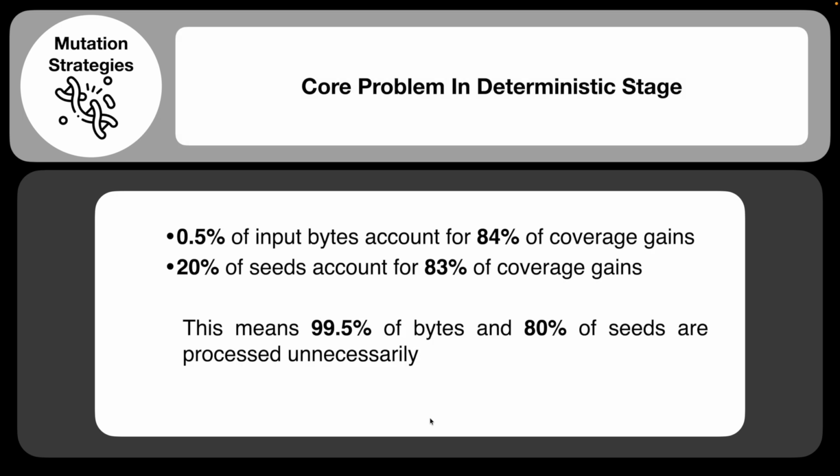So we get to this core problem. What this paper looks at is that the deterministic stage was dropped because it was so expensive. But if you actually look into the deterministic stage, you find that 0.5% of the bytes accounted for 84% of the coverage gains, and 20% of the seeds accounted for 83%. So this means that the majority of your time spent in the deterministic stage is wasted, which is why papers dropped it for the havoc stage only. But if you could get out the core gold part of the deterministic stage, then it is worth doing, but only if you can get around that huge cost.